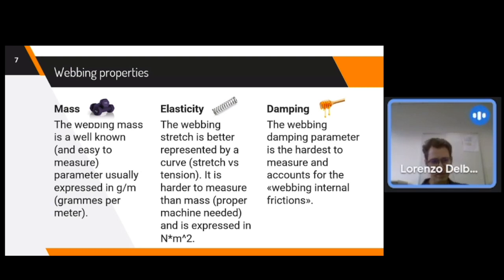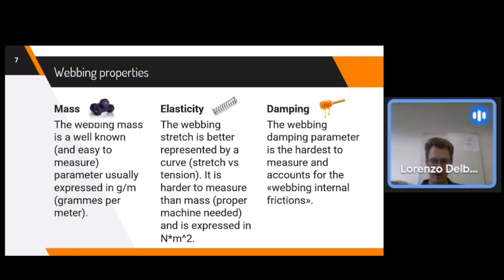So mass is the easiest one to measure because we only need a scale. For example, we have 100 meters of webbing, we have a scale, and we know the total weight, and we divide by the meters, and we obtain the grams per meter. Really easy. And through this information, anyone says, okay, it's a heavier slackline, it's harder, it's a lighter slackline, and so on.